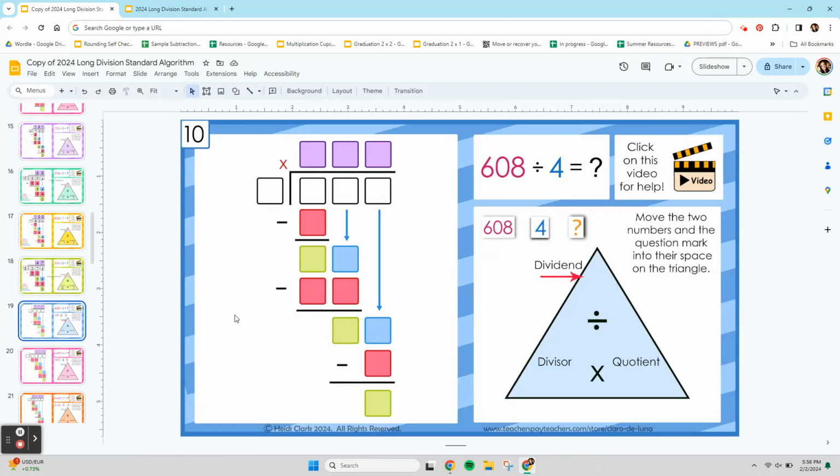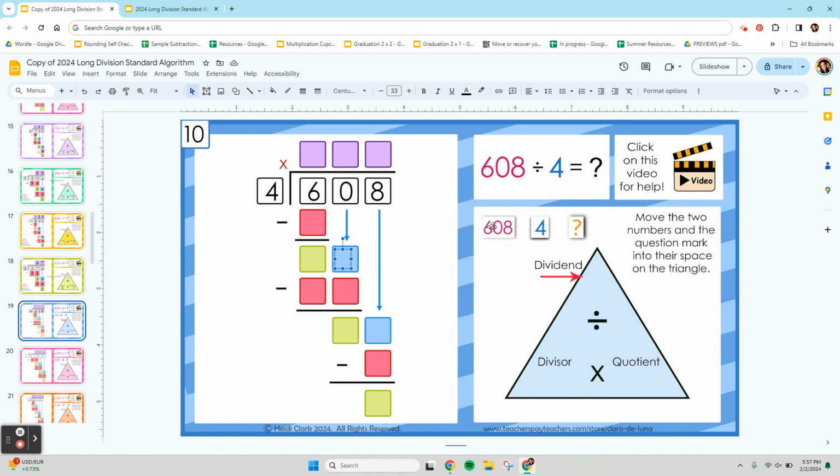I'm going to show you how to do 608 divided by 4. If you have this slideshow to do the numbers, you just click and type. And if you're on iPad, double click and then just type in the text boxes. But you can also follow along if you have paper or a whiteboard.